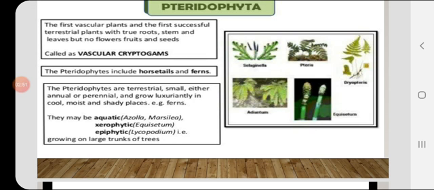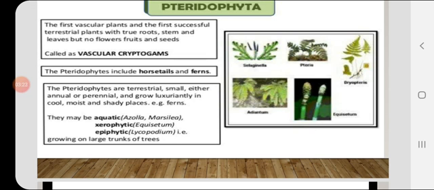The pteridophytes include horsetails and ferns. We will see the examples in detail now. The pteridophytes are terrestrial, that means the plants that live on land. Small, either annual or perennial. That means terrestrial plants are either annual, that means they grow just only once in a year, or perennial. Some species of the plants are found to grow every year.